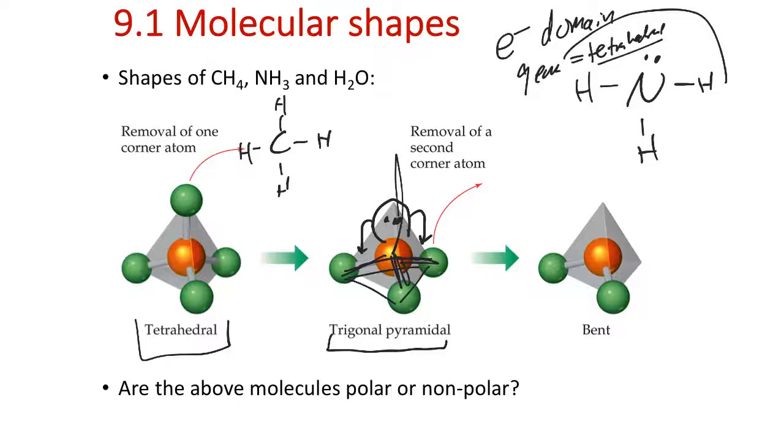So anytime we pick up having 1 non-bonding domain and then 3 bonding domains, then we're going to take the shape of this trigonal pyramidal structure. And then water has 2 lone pairs.